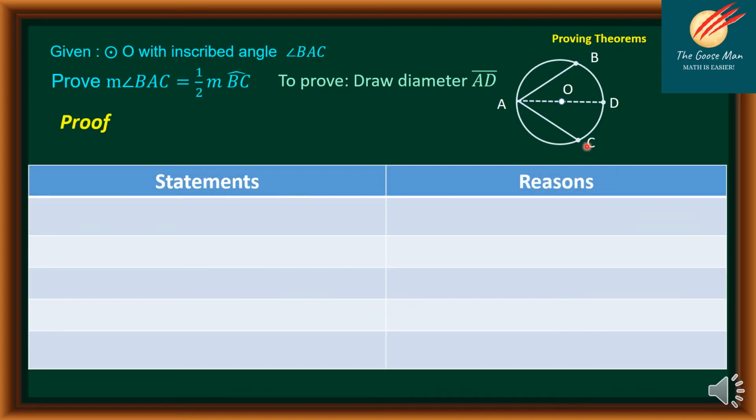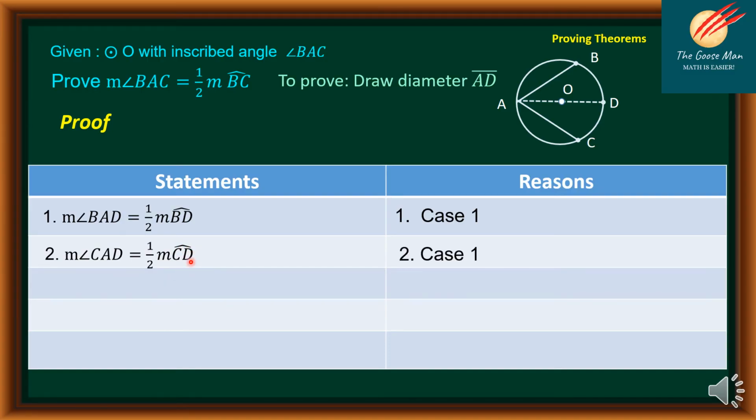Okay, so to show our proof, we have statement number 1. The measure of angle BAD is equal to 1/2 the measure of arc BD. Again, this is our case number 1. And number 2, the measure of angle CAD is equal to 1/2 the measure of arc CD. Again, we can state our case number 1.